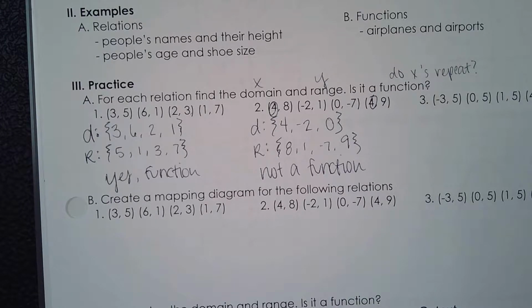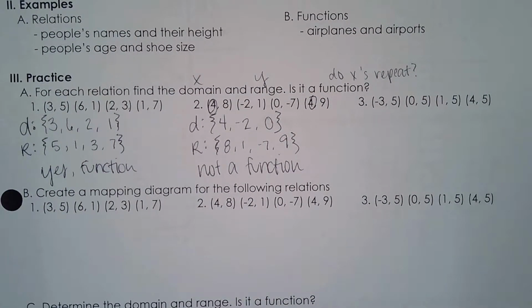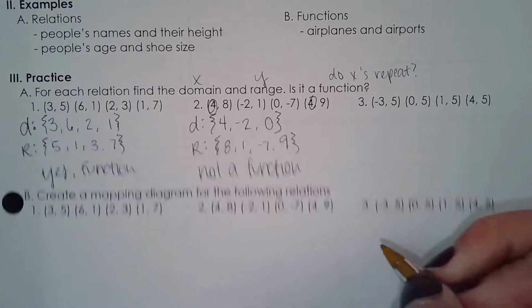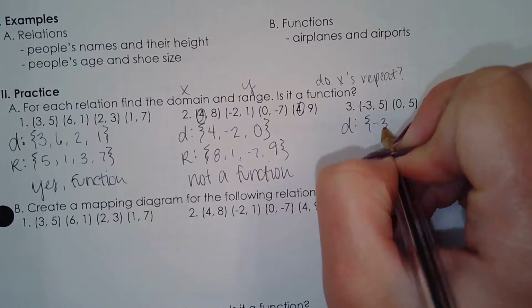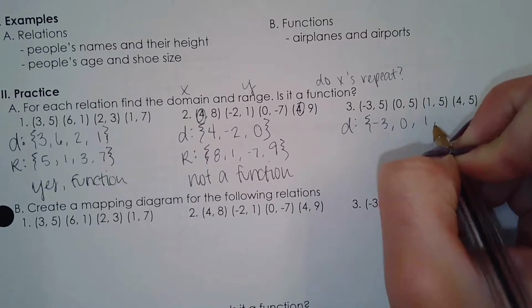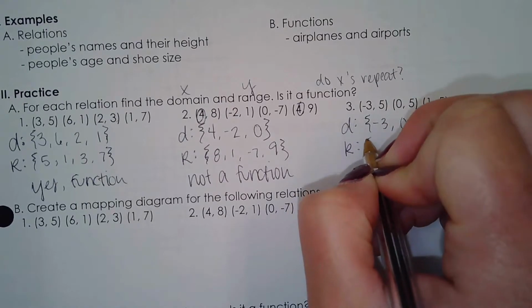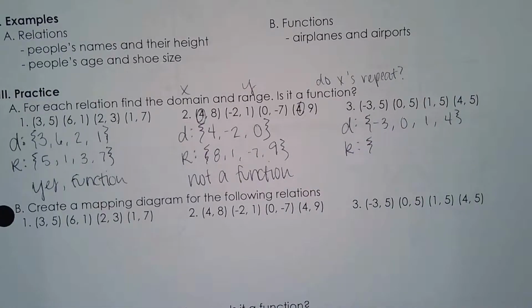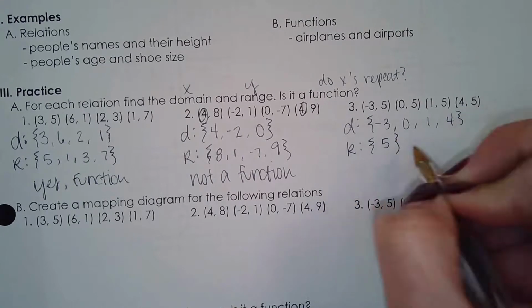Questions? So the next section, what's our domain for number 3? -3, 0, 1, and 4. What about our range? 5, they're all 5. They're all 5, so we can just write 5 once and be done.